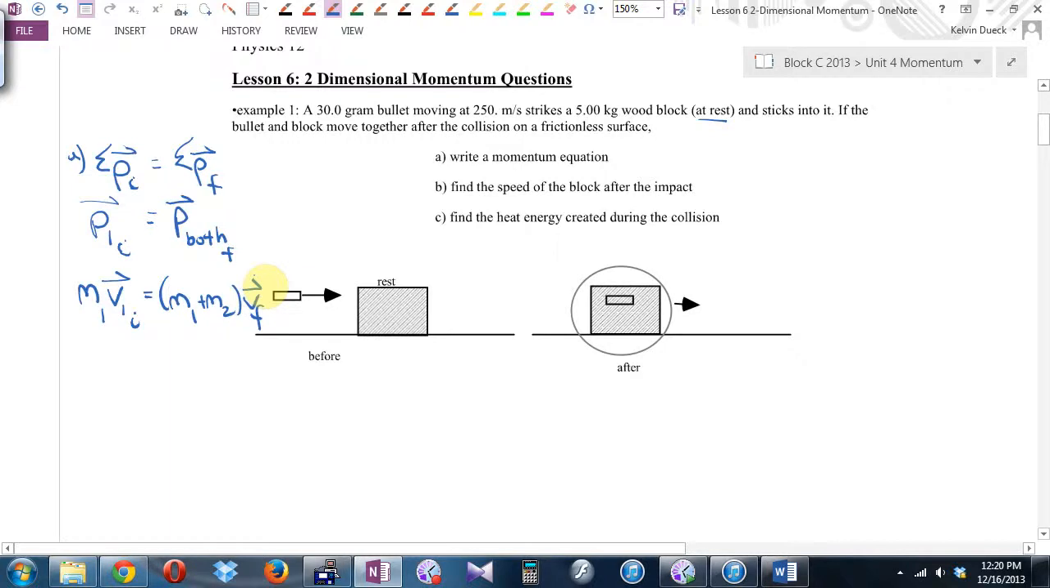You okay with that, Kelly? You could argue that that's really the answer for part A. When it says write a momentum equation there, I've kind of plugged everything in. Kelly, what does B want me to find? Hey, what's that in my equation? How would I get the V final by itself?